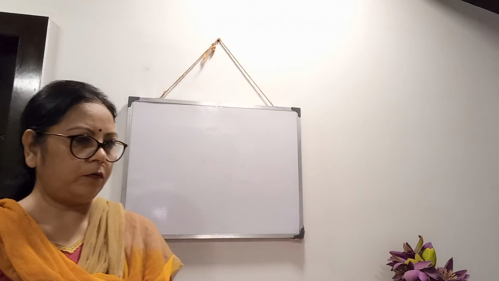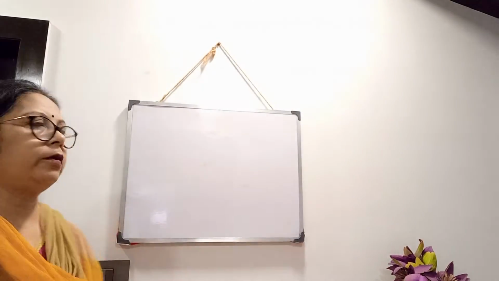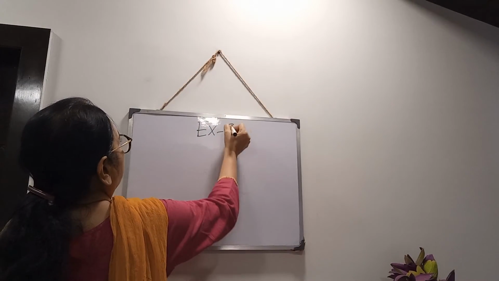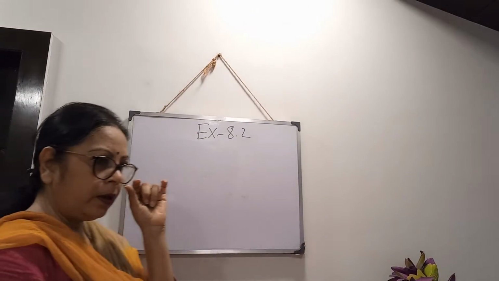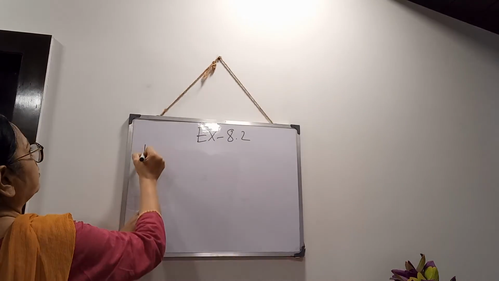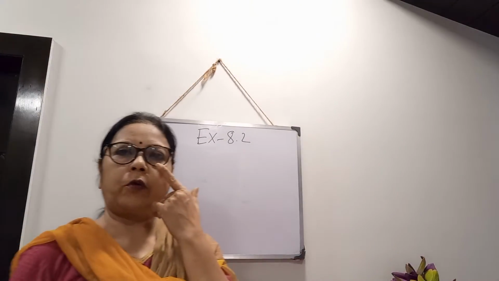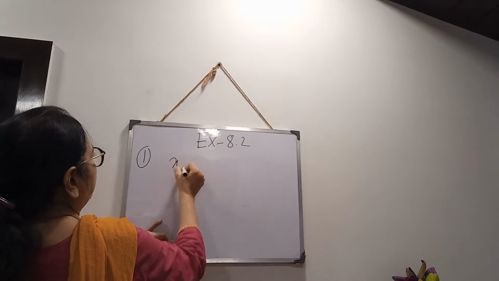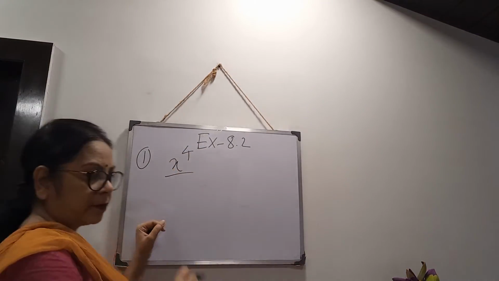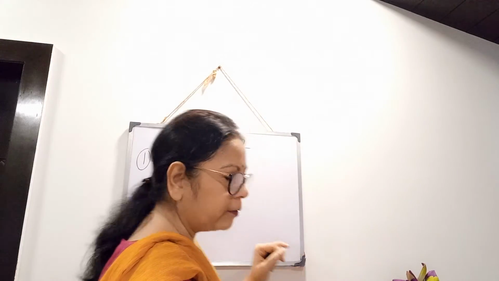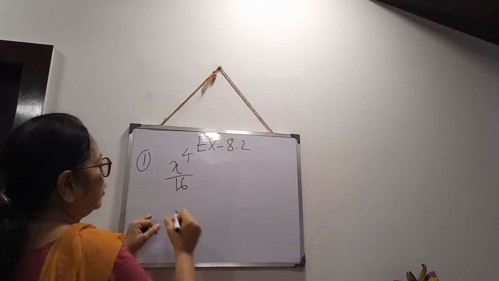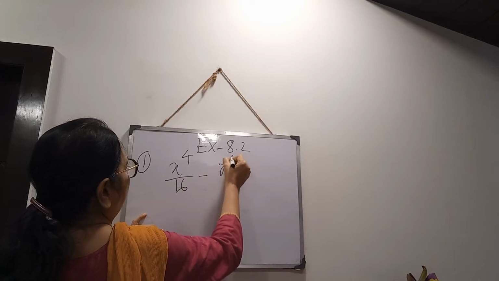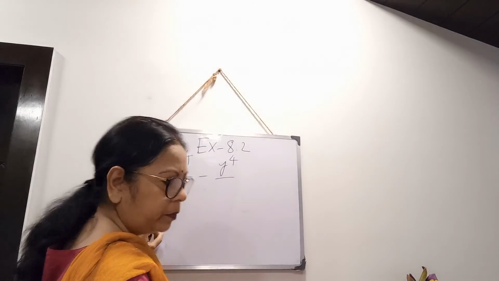Hello students, now moving to the next exercise, exercise 8.2 of factorization. In this exercise we have to use the a square plus b square formula or the a square minus b square formula. The first one is very easy, students of class 8 also can do this now.